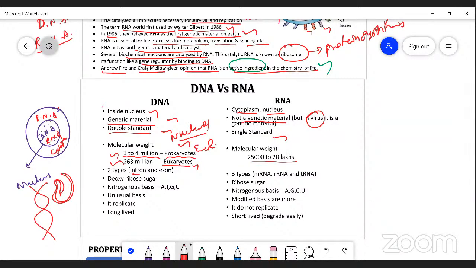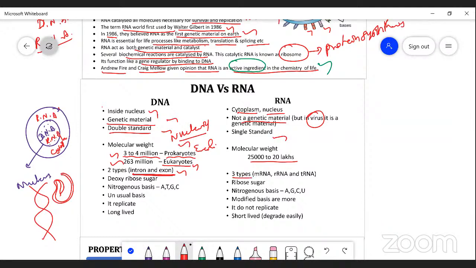DNA has two types: one is intron and the other is exon. Remember properly, intron and exon. In the next part, you will read about intron and exon in protein synthesis. Exon, not extron, exon. Two types of DNA: one is intron, another one is exon.